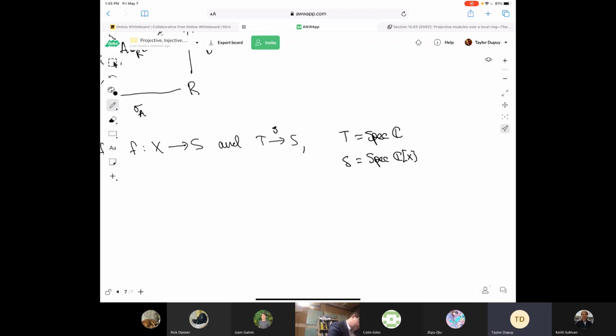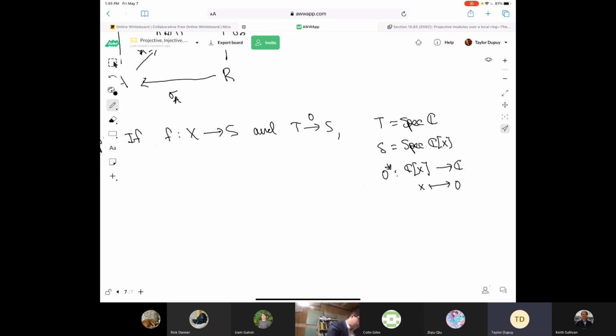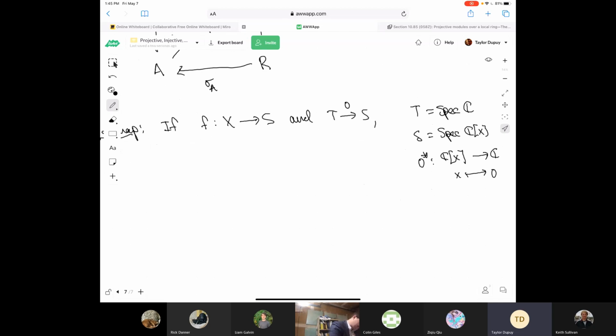Okay, so the backwards map from S to here sends X to... okay, I've got a better name. Let's call this map 0. Whenever I have a map of schemes, I'm going to write a little star like this for its ring map. Okay, so we have this map here.